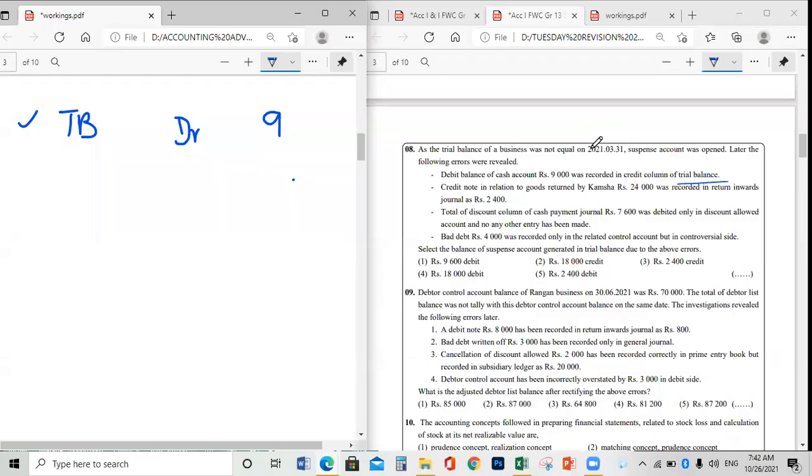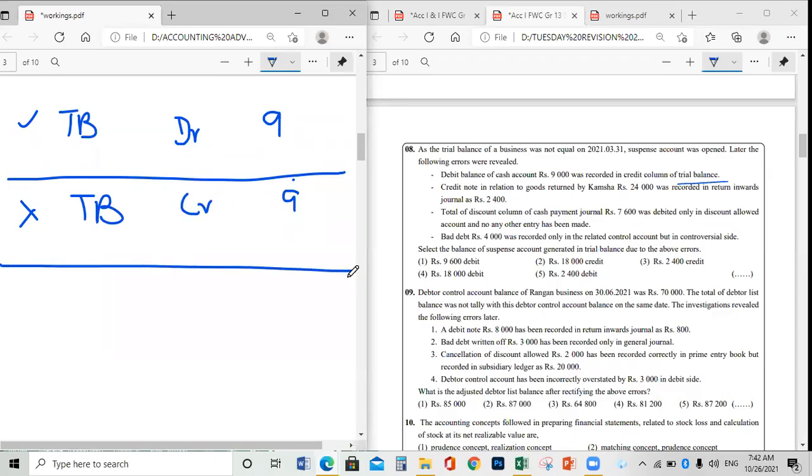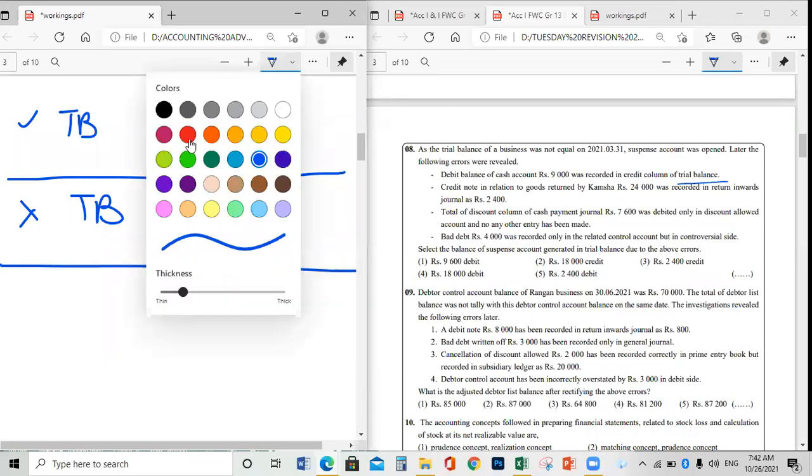Cash has no problem here. Your cash is 100% correct. The only problem is when you extracted to the trial balance. That's the mistake you did. You understand? So cash is a debit. It should be debited to trial balance 9,000. But the mistake they did was went and credited in the trial balance 9,000. Instead of debiting it, they credited.